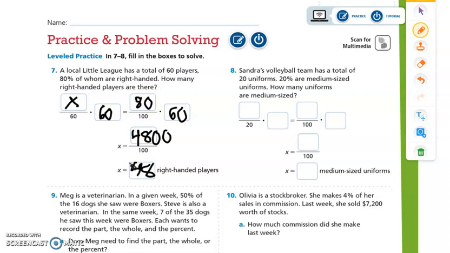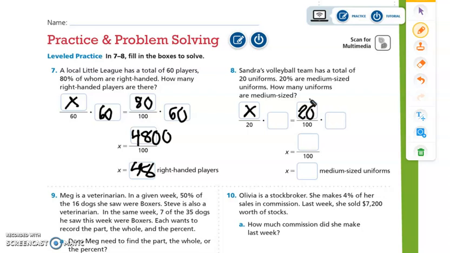Sandra's volleyball team over here has a total of 20 uniforms. 20% are medium-sized uniforms. How many uniforms are medium-sized? So again, it looks like they put the percent over here. So that's 20 out of 100. That's my 20%. And this 20 corresponds to the whole amount of uniforms they have. So I need to find that part amount of uniforms that are medium-sized.